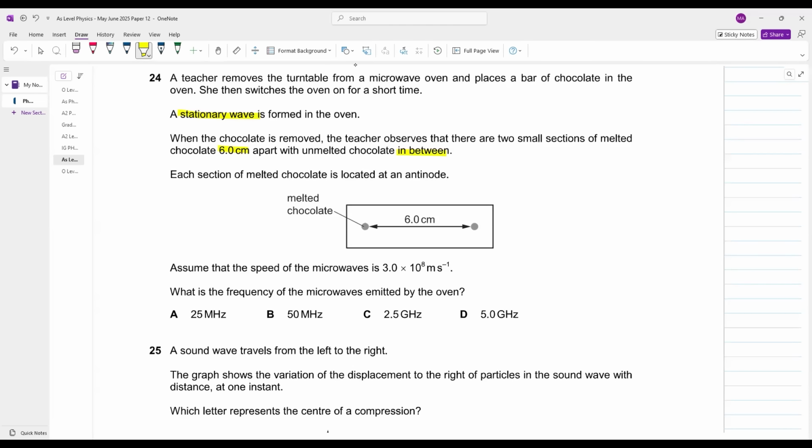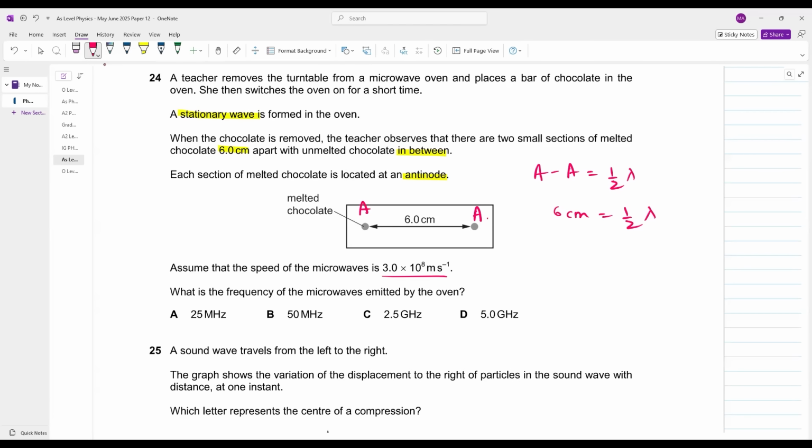Here, the melted chocolate regions are 6 centimeter apart. Each section of the melted chocolate is located at an antinode. This is an antinode, and this is also an antinode. Perfect. Assume that the speed is this, you have to calculate the frequency. First of all, from antinode to antinode, what is the wavelength? Half lambda. This 6 centimeter is equal to half lambda.